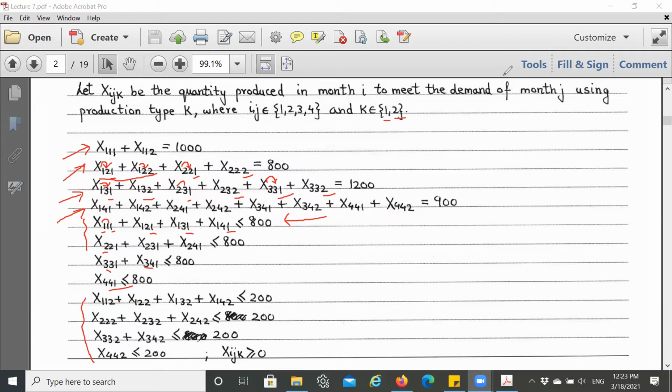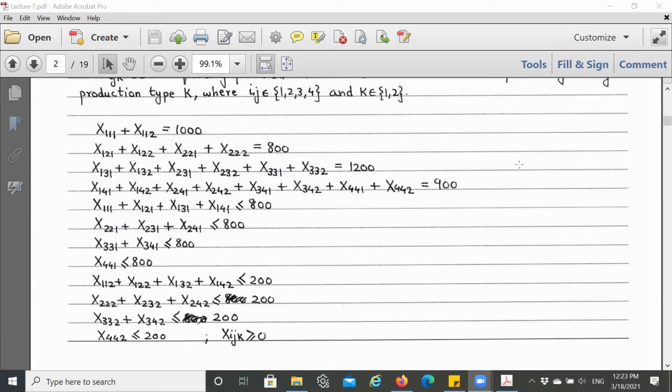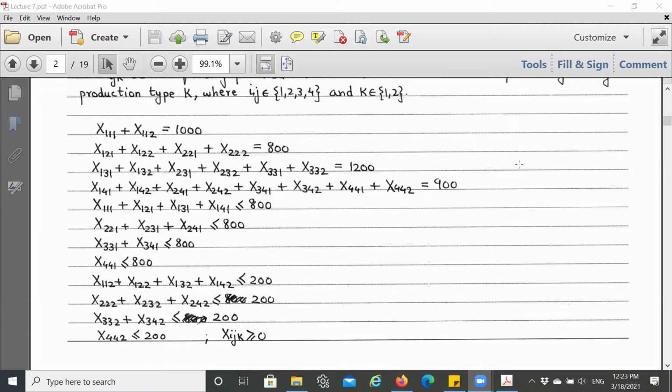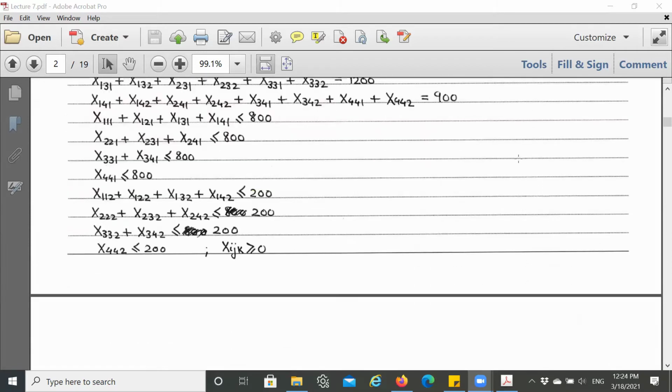Yes, it is. Any questions? It means for the value of k equals 1, it means regular time, and for k equals 2, it's overtime. Yes. Okay.